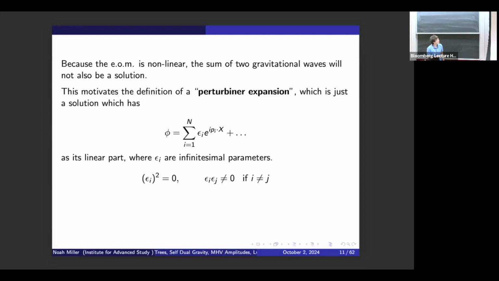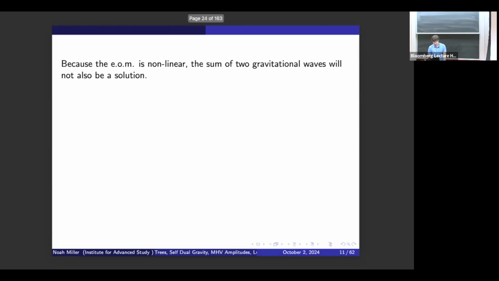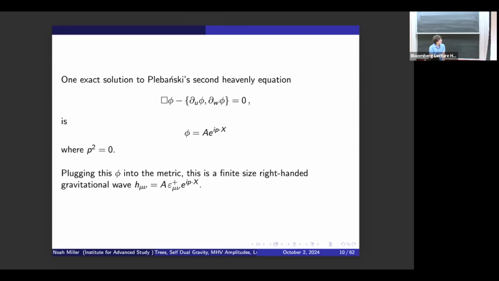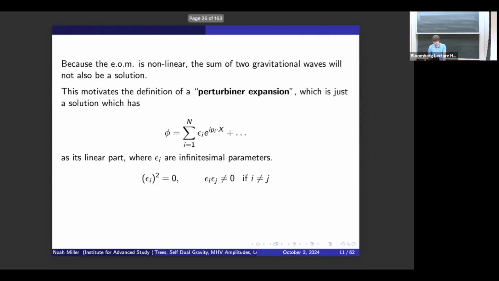linear part that looks like a sum of plane waves, where each plane wave is multiplied by a tiny infinitesimal parameter. So here we have n plane waves, 1 through n, and then the ith, and here we have a bunch of epsilon i's, and each of these epsilon i's is infinitesimal and square root of 0, but the product of distinct epsilon i's isn't 0. These epsilon i's are the stand-ins for this A we had earlier, the amplitude for the plane wave, but here they're infinitesimal.